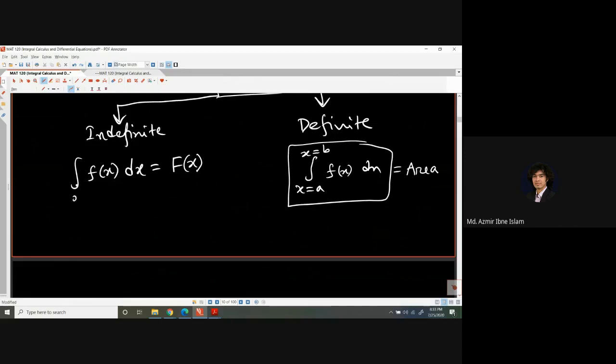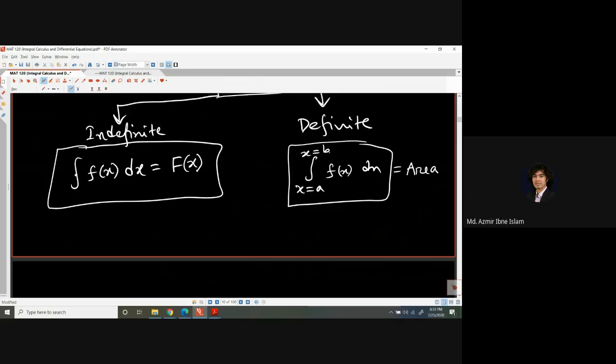So you can see that there is no lower limit and upper limit here. So that's why the limits and bounds are not defined. We can't be sure where we have to start and where we have to stop. So in summary, we can say that the integral where we don't have any lower limit and upper limit is called the indefinite integral, and the integral where we have the lower limit of integration a and upper limit of integration b is called the definite integral.